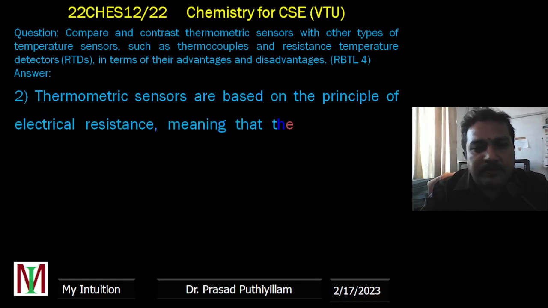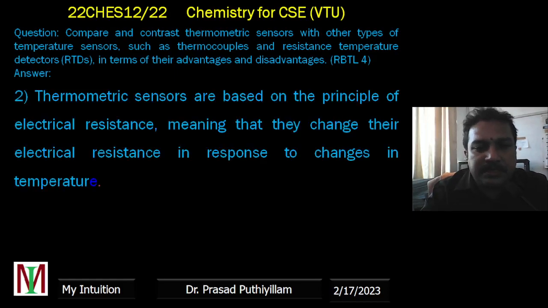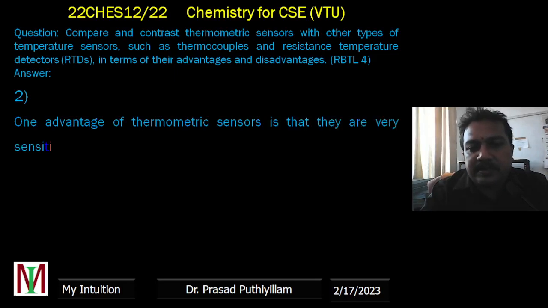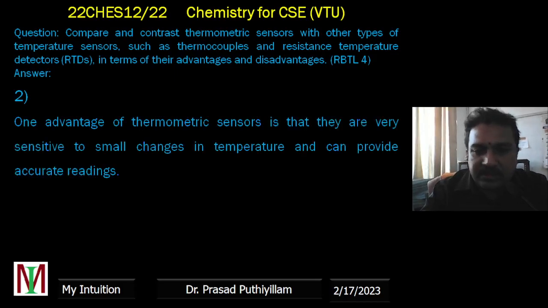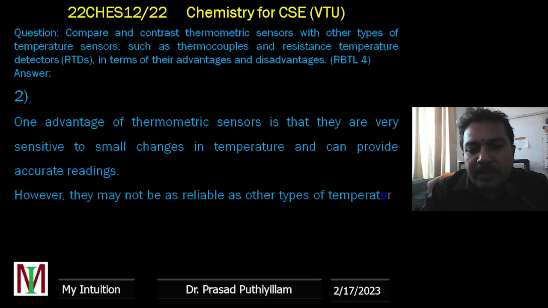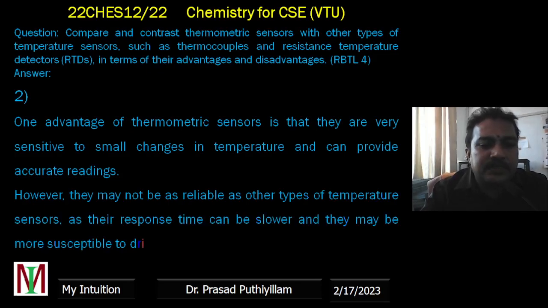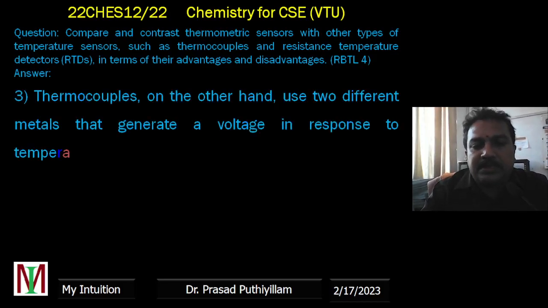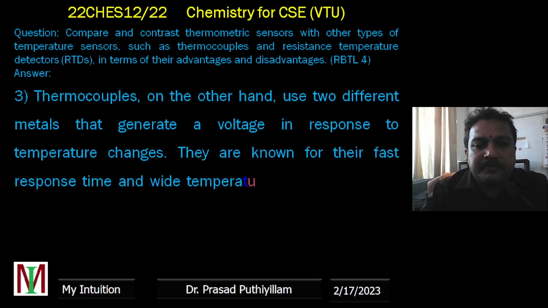Thermometric sensors are based on the principle of electrical resistance, meaning that they change their electrical resistance in response to changes in temperature. One advantage of thermometric sensors is that they are very sensitive to small changes in temperature and can provide very accurate readings. However, they may not be as reliable as other types of temperature sensors as their response time can be slower and they may be more susceptible to drift over time. There will always be a drift over time. It means it will corrode easily, or there will be changes in voltage, changes in the reading.